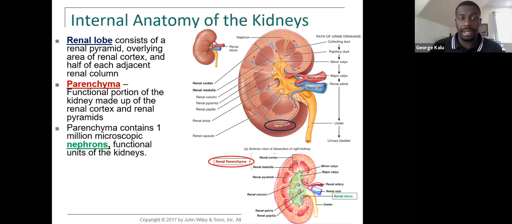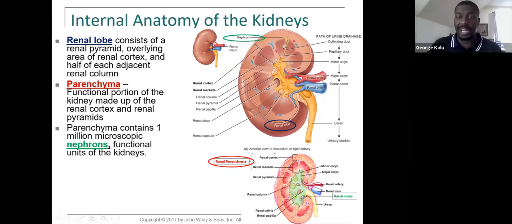Now the specific structures that are going to be involved with the functions of the kidneys are called nephrons. In the renal parenchyma, there are going to be about 1 million nephrons, which are the functional units of the kidneys. These are the actual parts that are doing the job here. We're going to be looking at the nephrons and how they're built and what they're going to be doing later on. So there are about a million nephrons inside each individual kidney, and those are the functional units of the kidneys. And that's what we see here.